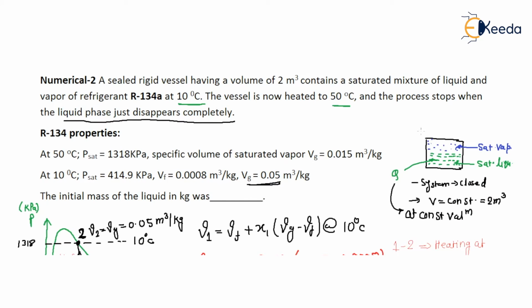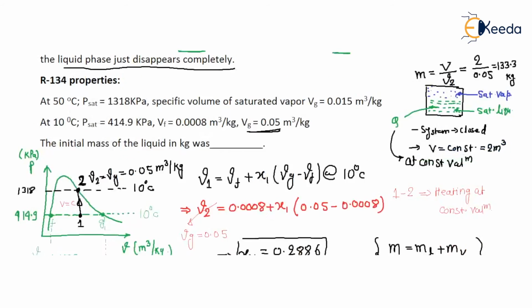The total mass, M, is equal to total volume divided by specific volume, V2. Mass is fixed. Why? Because there is a closed system. So you have total volume, and you have V2 0.05. So this mass is 133.3 kg. This is the total mass of the fluid.